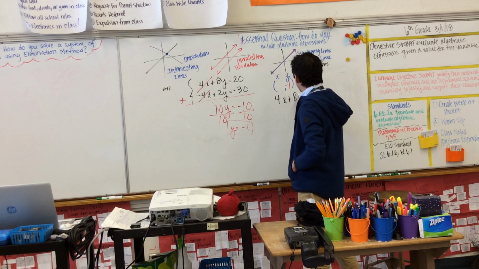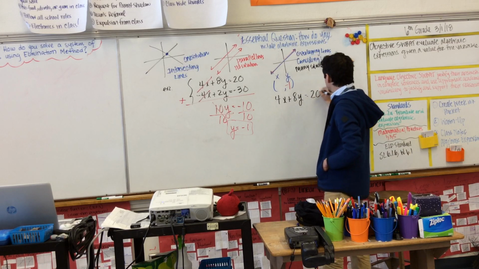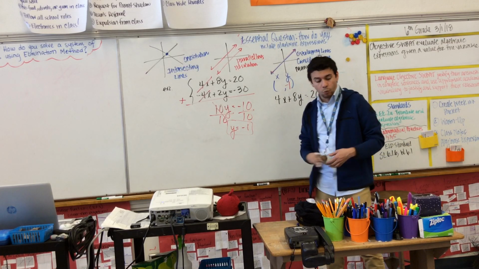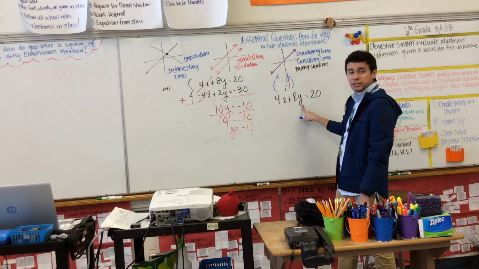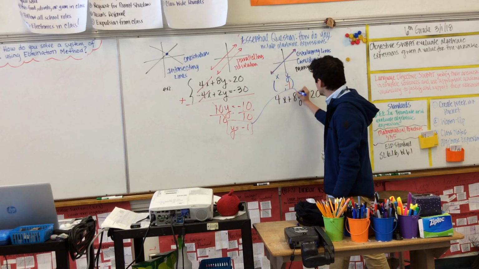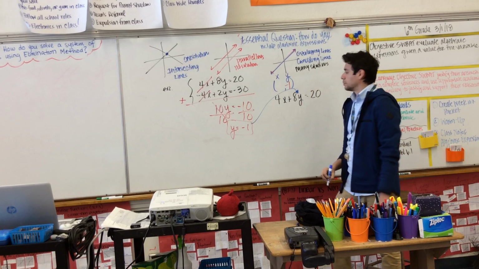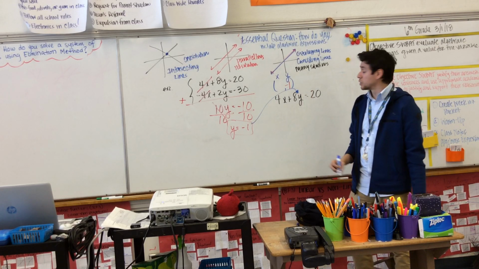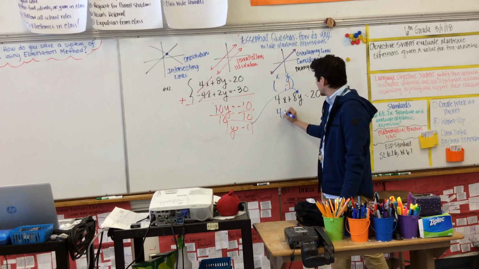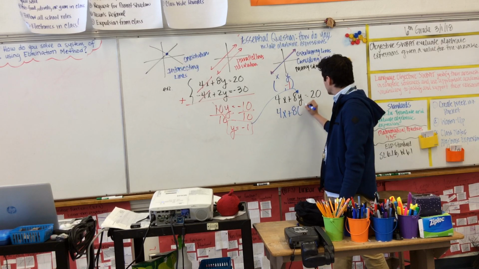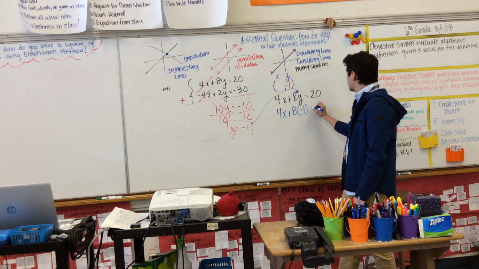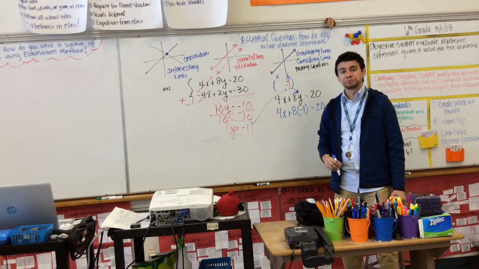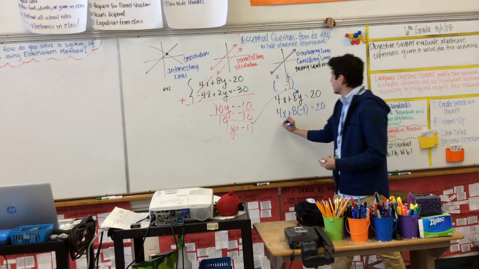4x plus 8y equals 20. So wherever I see a y, I'm going to put a negative 1. Oh, I see a y here. So I'm going to grab this guy, put it right there. Boom! Substitute. So this is 4x plus 8, and instead of the y, you put a minus 1, equals 20. And then just start solving.